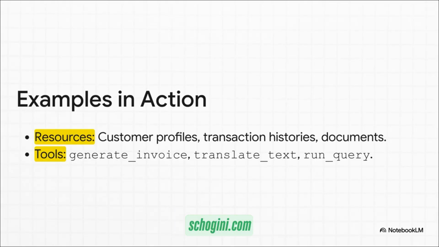And to make that super clear, a resource could be something like a list of customer profiles, or a bunch of transaction histories, or even just a folder full of documents. And a tool could be a specific action, like generate invoice, or translate text, or run query. It's really that simple. These are the Lego bricks the AI gets to play with.